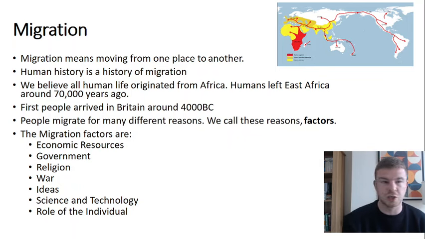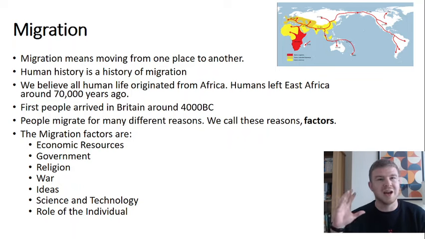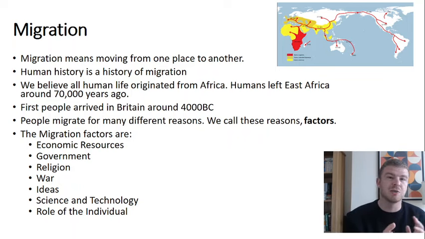Now, we don't need to go into huge amounts of detail for your migration topic because our topic starts in around 790 AD. People migrate for many different reasons, and all the way through your migration topic you need to be aware of these reasons, which we call factors. There are 7 that you need to know and focus on and almost categorize. Every time you come across an event or a person, you need to be able to categorize which factors they fit in with.